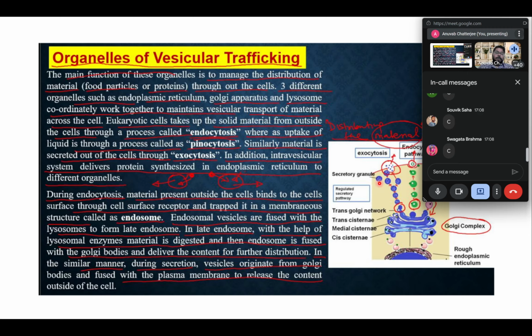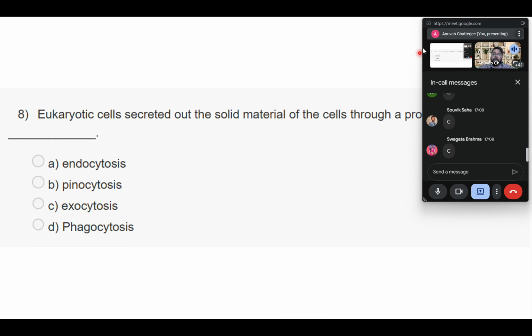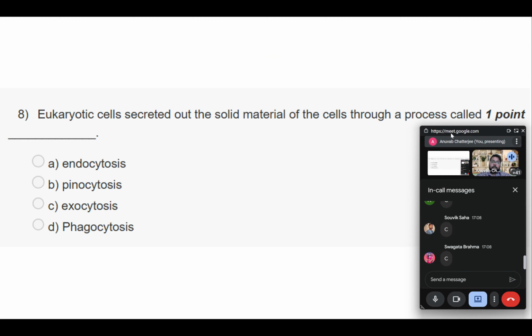It is known as secreted out of the cell. It is known as exocytosis, where the vesicles start forming in the Golgi and then travel to the outside to the cell membrane, fuse to the cell membrane, and then whatever it was inside is pushed out. So exocytosis. So eukaryotic cells secrete solid material out of the cells through a process called blank: endocytosis, pinocytosis, exocytosis, or phagocytosis. The answer is exocytosis.